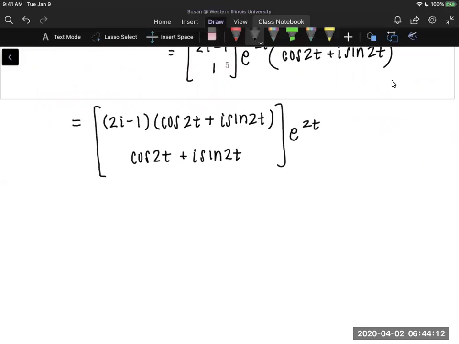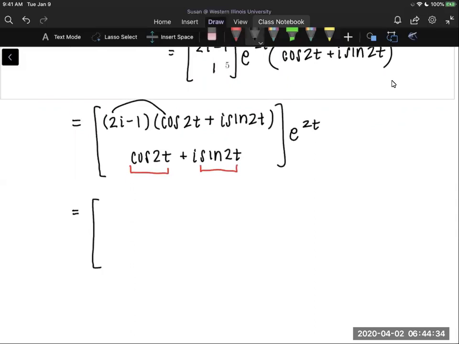And from here, I just need to completely expand and separate real and imaginary. Now, in the bottom part, my job is done. Here's the real portion. Here's the imaginary portion. Life is good. But on the top row, I need to actually FOIL this out. So let me go ahead and FOIL out the top.